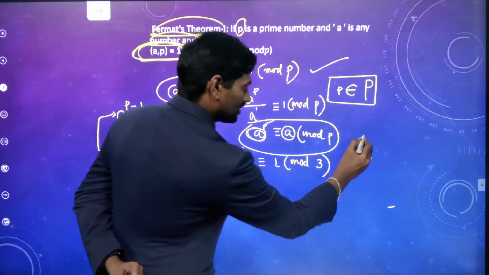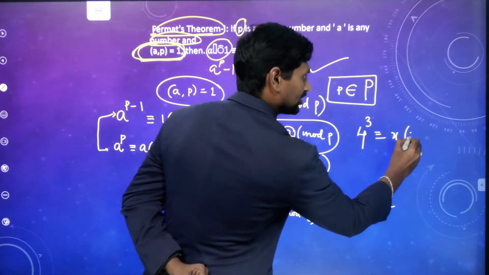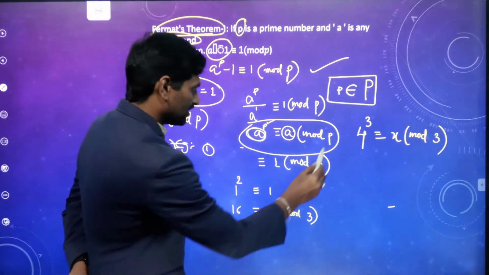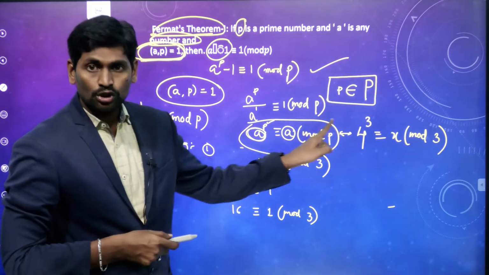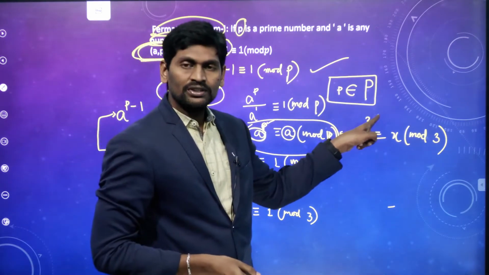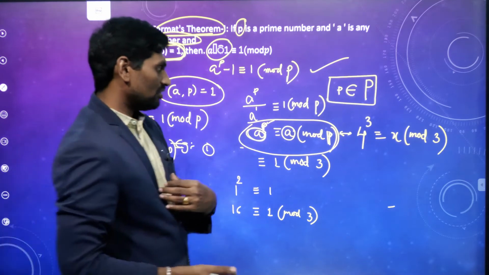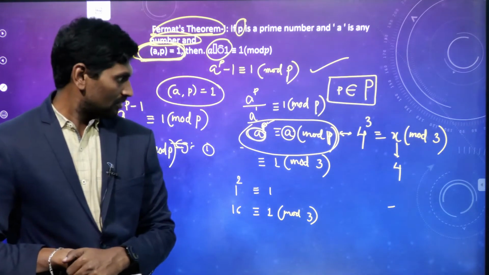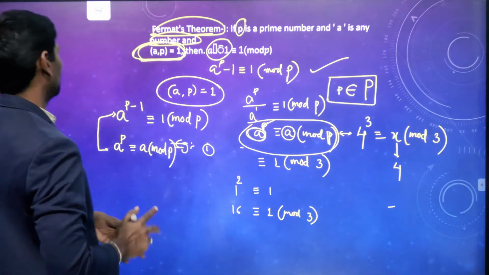For example, if I give 4 power 3 is congruent to x modulo 3, what is the value of x? Compare these two. A power P is congruent to A modulo P. Here P, here also P, modulo P. In the same way, 4 cube is congruent to x modulo 3. Very good. So x is nothing but 4. Clear? Right.